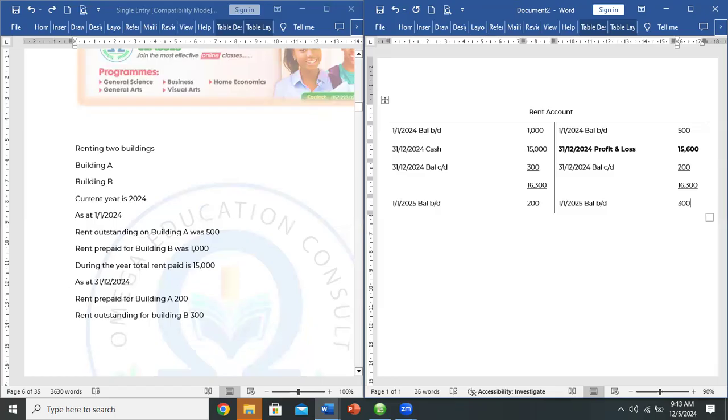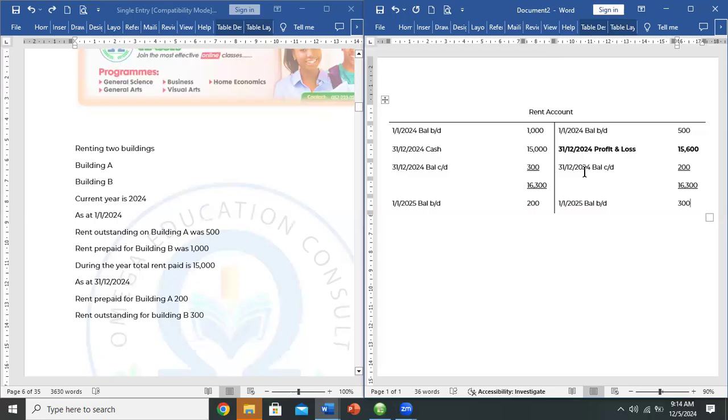Okay, and this is your rent account, and you have been able to determine the total rent for your profit and loss as rent expense. How did you do it? You did it by recording opening balances, putting the assets or prepayment at the debit side, the liabilities or owings at the credit side, recording how much you paid during the year, as well as your closing balance. So that is how you prepare an expense account. Look at the opening balance. How much did you pay during the year? Look at the closing balance.